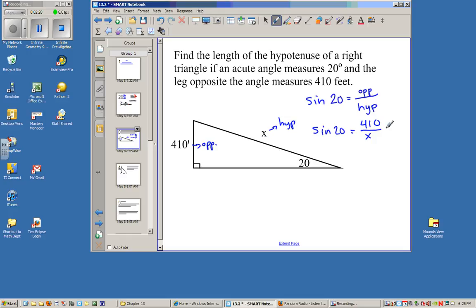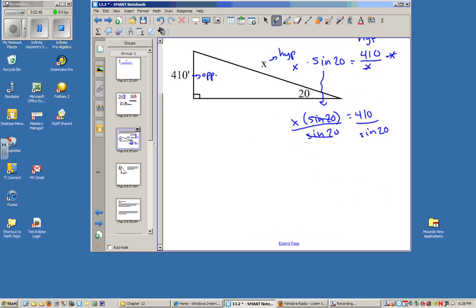We want to solve this for x, so we have to multiply both sides by x. Here our x's are going to cancel. So we end up with x times the sine of 20 equals 410. Again, we have to continue solving for x, so we have to get the sine of 20 moved over to the other side of our equation. So we're going to divide both sides by sine of 20. These two are going to cancel.